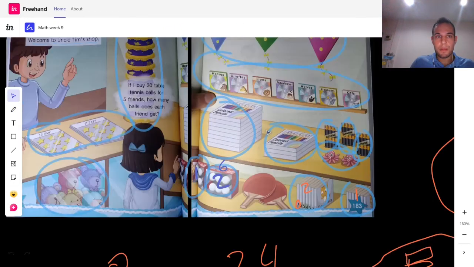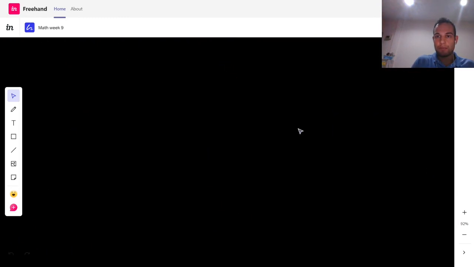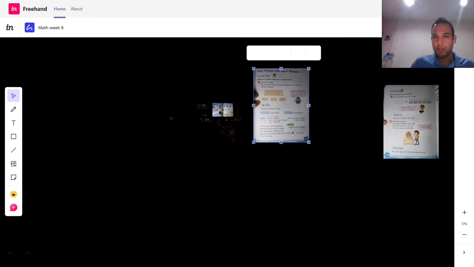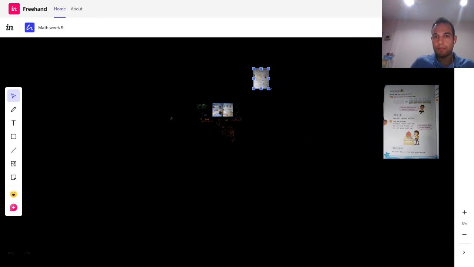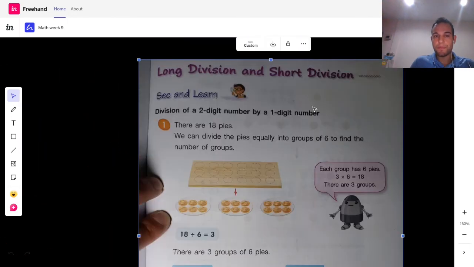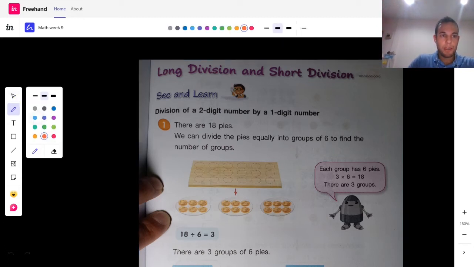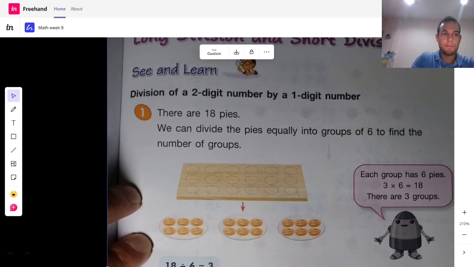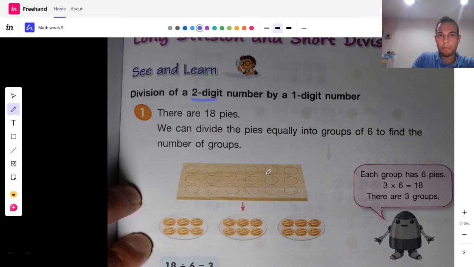All right. So let's move on to the next page. Oh, there you are. Let's shrink this page up and do a little bit of review. So like before, just like we were talking about on the first page, let's see how many pies. So the division of 2-digit numbers by a 1-digit number. Super easy.